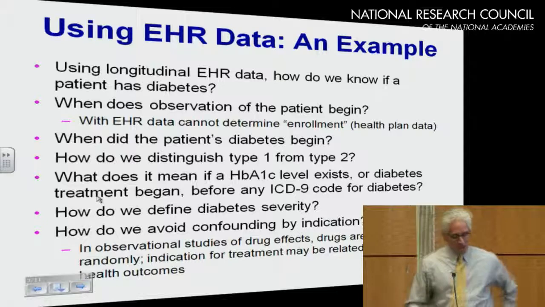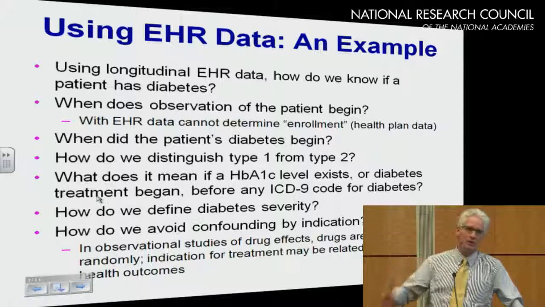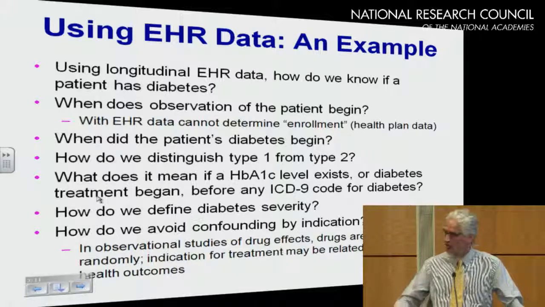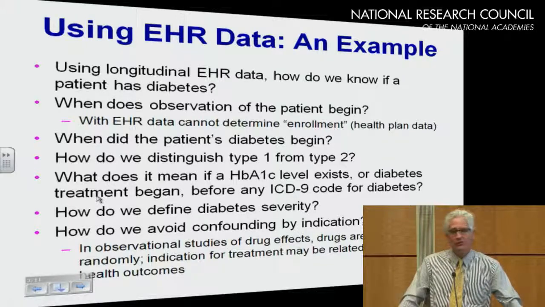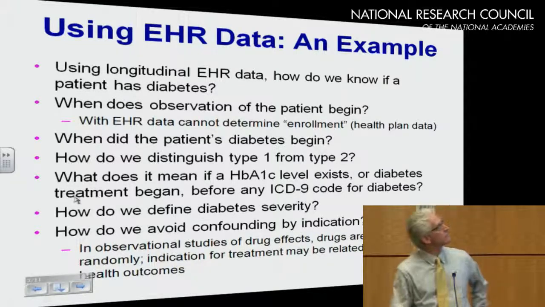There are lots of questions about when the patient's diabetes began. Is it when an ICD-9 code appears in the record? Is it when their hemoglobin A1C, the glycosylated hemoglobin that occurs as blood sugars go up, they covalently bind to the protein hemoglobin? Is it when that gets elevated? Is it when there's a fasting blood sugar above a certain level? Can you tell a fasting blood sugar from a random sugar in electronic health record data? All sorts of complexities like that.